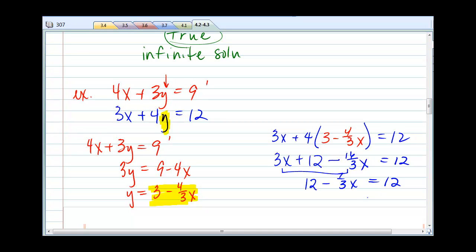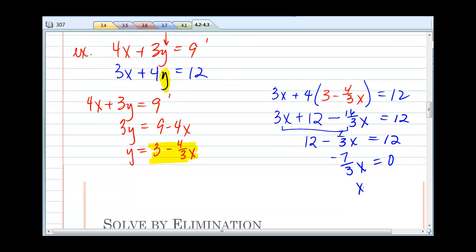So now I subtract 12 from the left and then from the right, and I find out that negative 7/3 x is equal to 0. So x is equal to 0. So that's the first number in my ordered pair, and I'm going to take this value of x equals 0 and plug it back into my original first equation. Always substitute back into an original equation, not one that you've just modified.